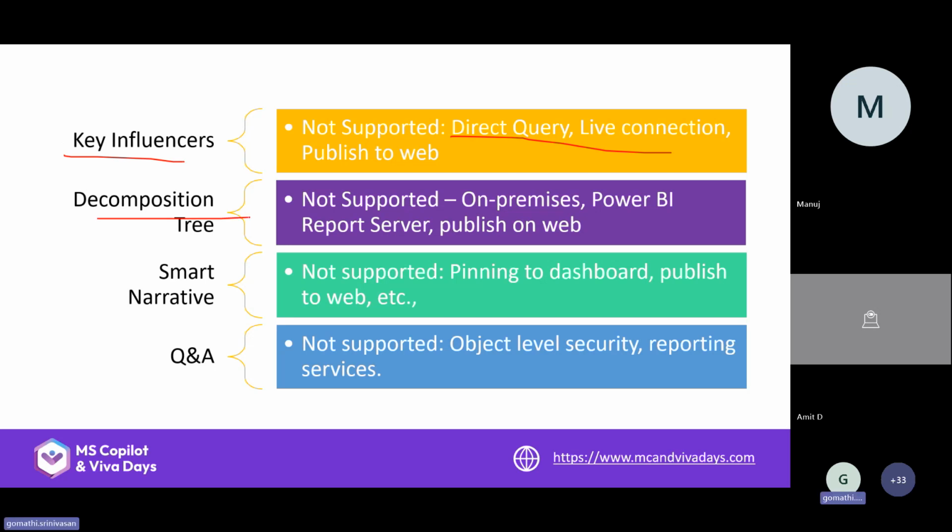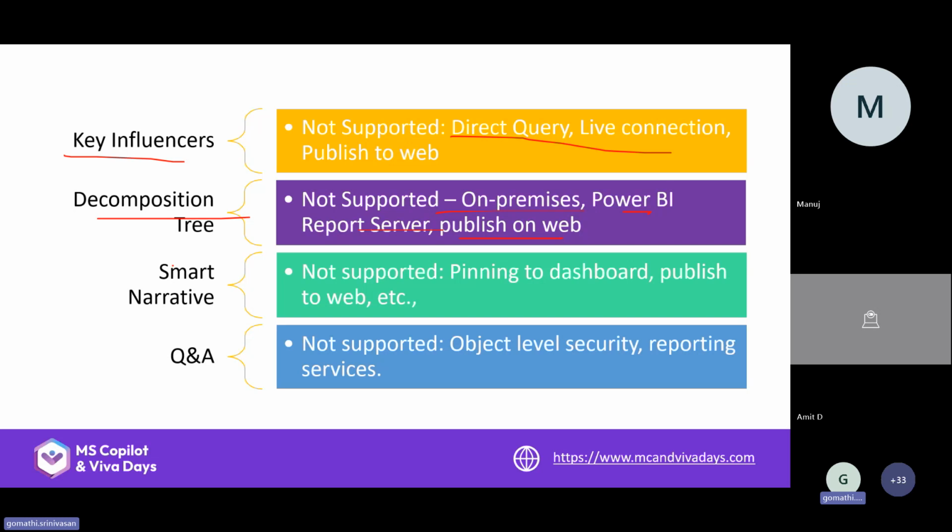And for the decomposition tree, the number of levels of the tree is 50. Okay, you can use 50 levels for deep analysis. The maximum number of data points you can visualize is 5,000. And this is not supported for on-premises, Power BI Report Server is not supported, and publish to the web is not supported. Complex measures, okay, you cannot use. And this is supported only if you want to use it for the basics, like getting the data and using it, not on-premises or something.